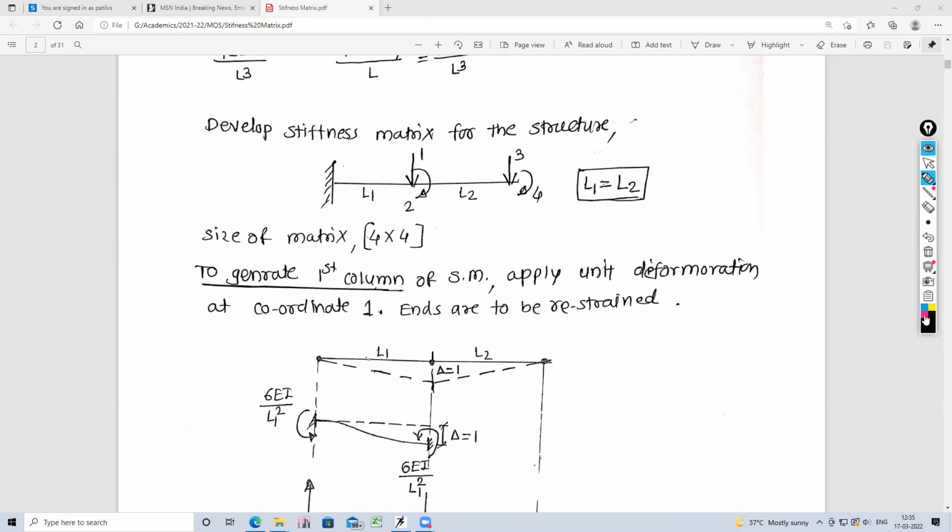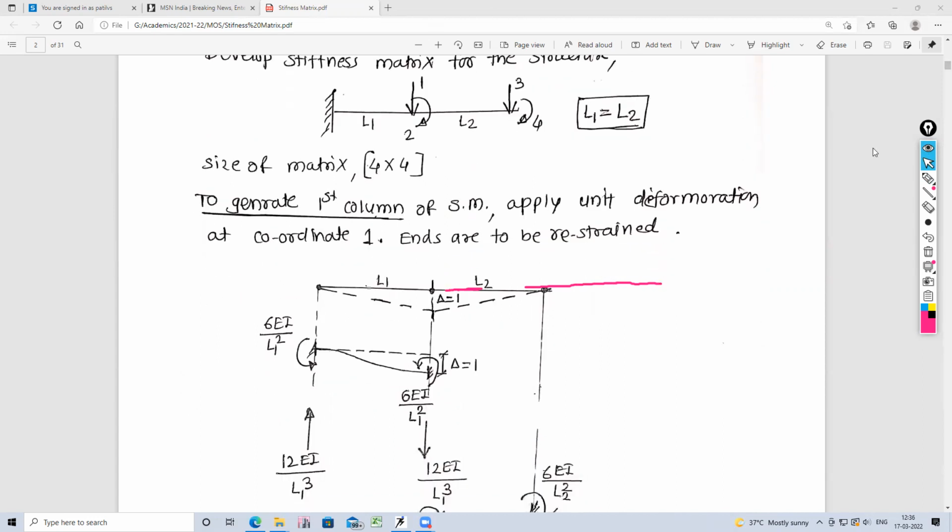Then to generate the first column of the stiffness matrix, apply unit deformation at coordinate 1, because stiffness is what? In the case of stiffness, it is the force required to produce a unit deformation. So to generate the first column, apply unit deformation at coordinate 1. Now, what is coordinate 1? Coordinate 1 is a force. So here at this location, apply a force.